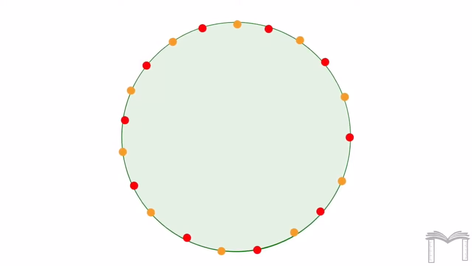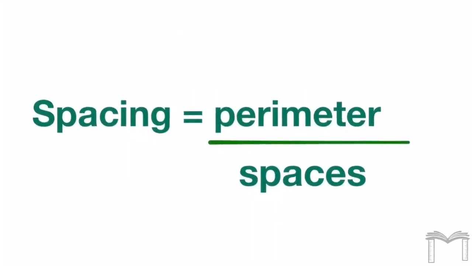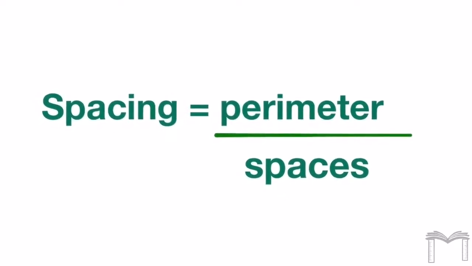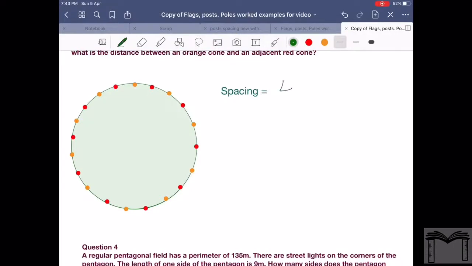So we need to find the total amount of spaces. We can easily find that by finding the total amount of cones. We know that there are 10 orange cones and 10 red cones. 10 plus 10 is 20. So there are 20 cones and hence 20 spaces. We were given the perimeter to be 400 meters and we found the spaces to be 20. So the spacing is 400 divided by 20. Cancel 1 and 0 on top with 1 and 0 below. 2 into 2, 1. 2 into 40 is 20. So the spacing is 20 meters.